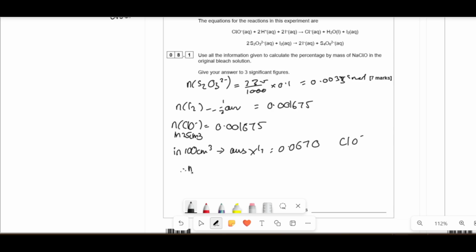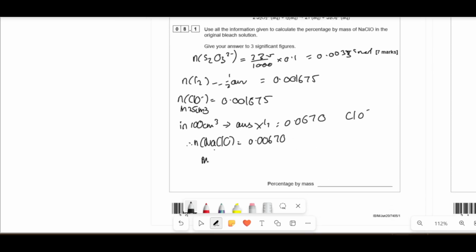So therefore, the moles of the NaClO has got to equal 0.00670 as well, because that will dissociate into Na+ and ClO-. So then, if that's the case, we can work out the mass, because mass equals moles times Mr, which is going to be 0.00670 times the Mr of the NaClO, which is 74.5, which is 0.499 grams.